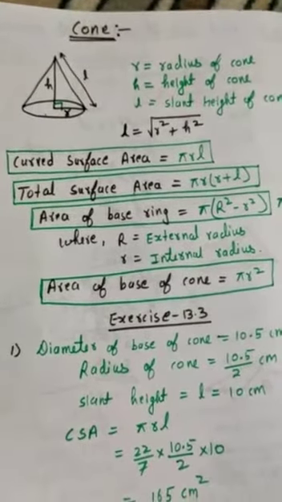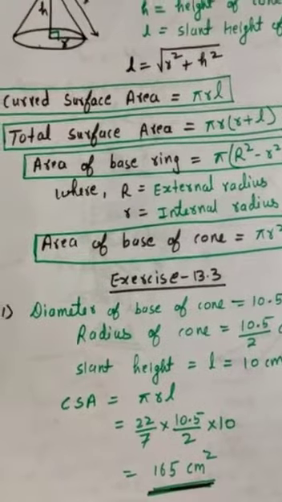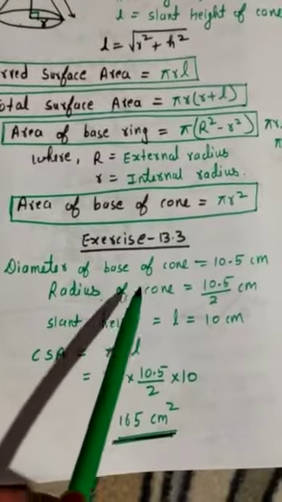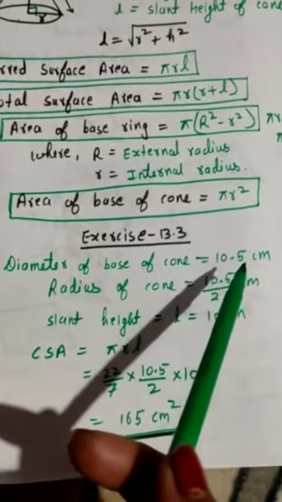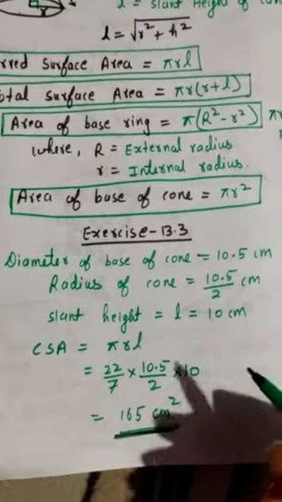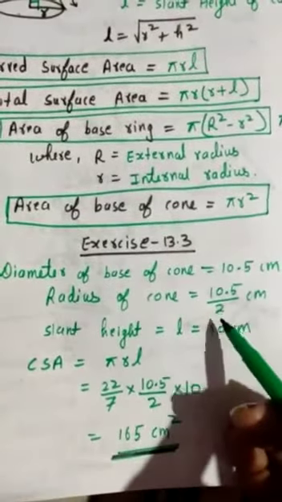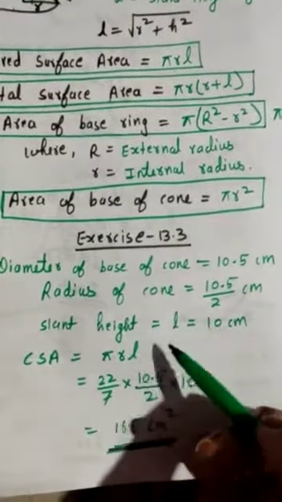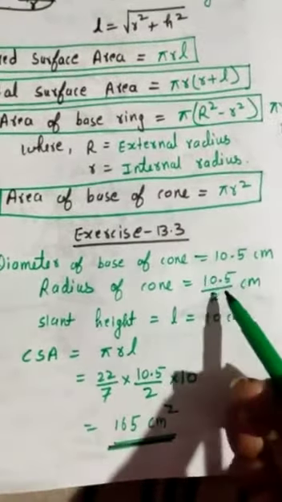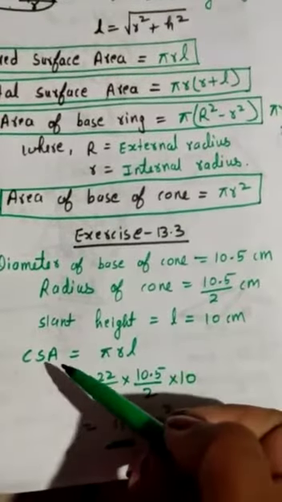And now we are going to solve the first question of exercise 13.3, which is very simple. You can see the first question: the diameter of the base of the cone is 10.5 centimeter. So obviously its radius will be half of that. I am not finding the value, and it's my suggestion to all of you also, don't simplify this one, because afterwards you have to cancel it anyway, so don't waste your time calculating these things. Then the slant height is L, which is given as 10 centimeter. Now you have to find out CSA.